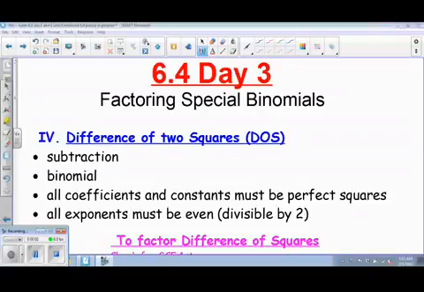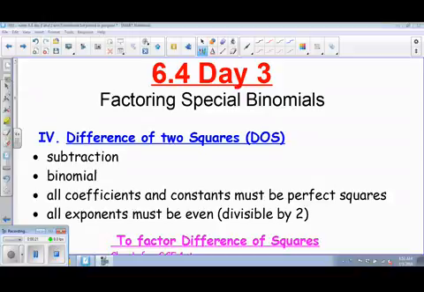Special cases. They're going to be binomials, so they're only going to be 2 terms. You're not going to be looking at 3 terms or 4 terms, it's just 2 terms. Anytime you see 2 terms, the first thing you need to do is check for greatest common factor. The next thing you need to do is check to see if it's one of these 2 special cases.